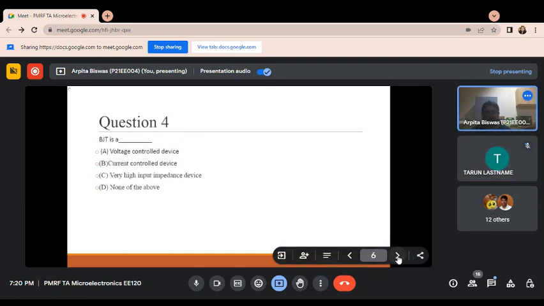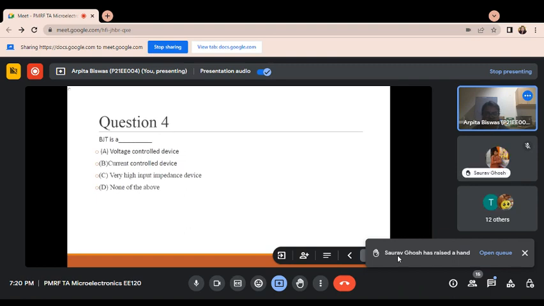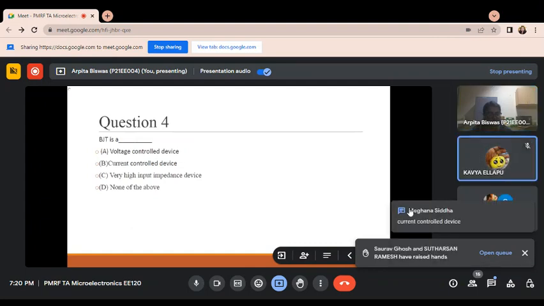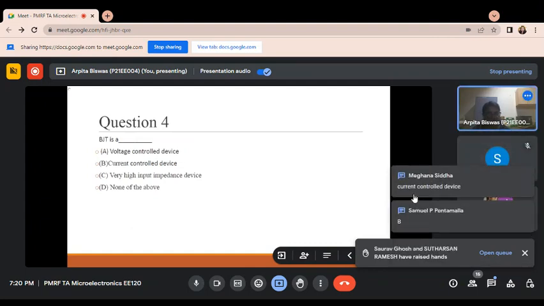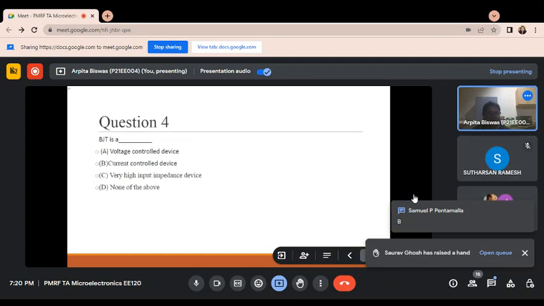So we are moving towards question number 4. BJT is a voltage control device. The second option is a current control device, the third option is a very high input impedance device, and the fourth option is none of the above. Please unmute yourself and try to get the answer. Current control device. Okay. Can you explain why it is a current control device? Anyone? Please unmute yourself.